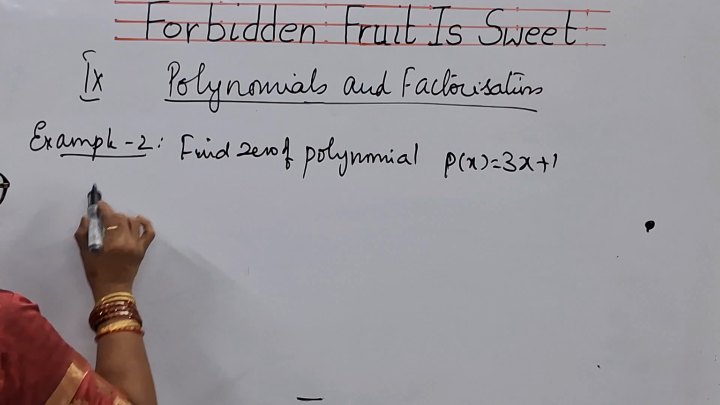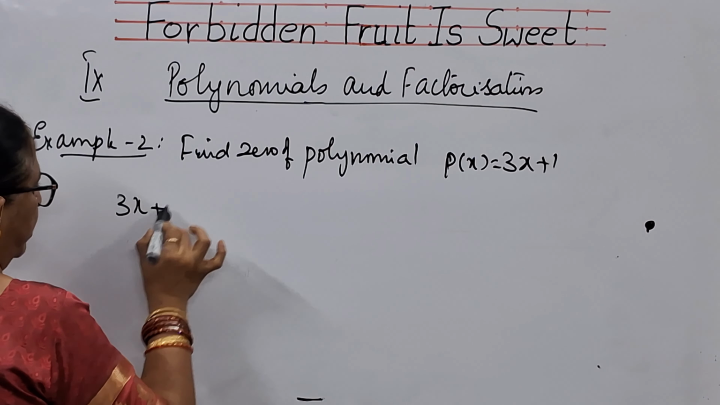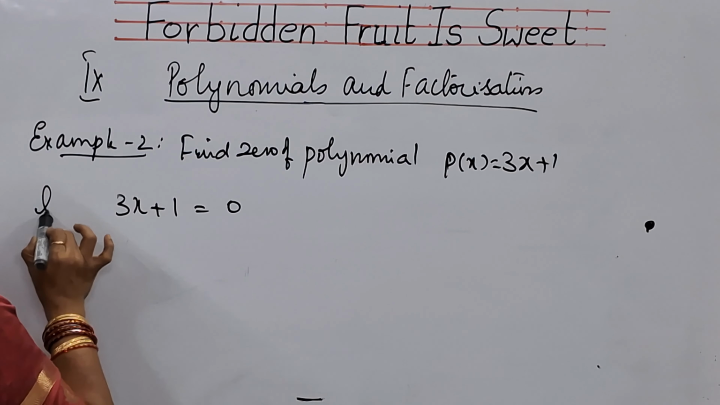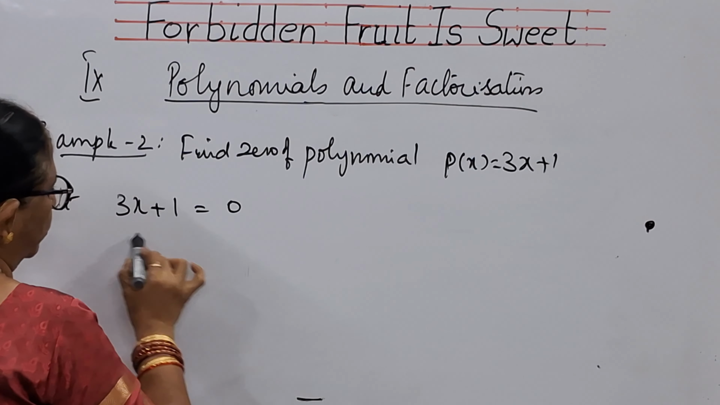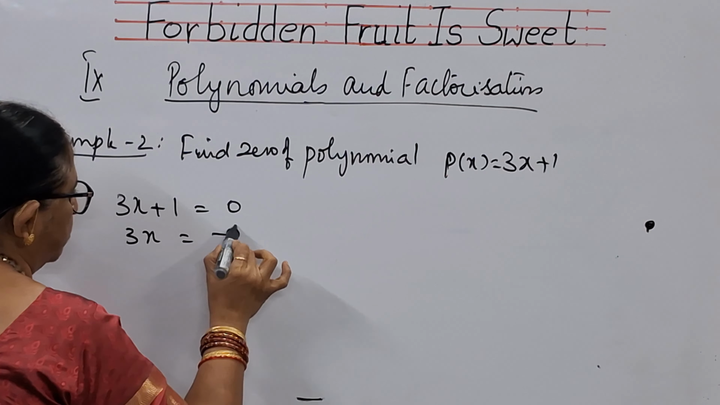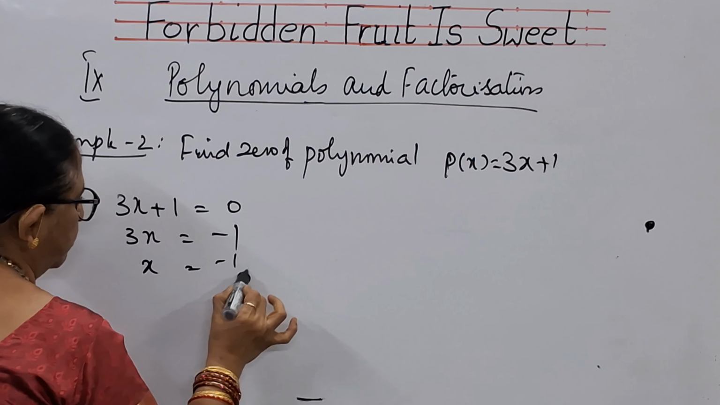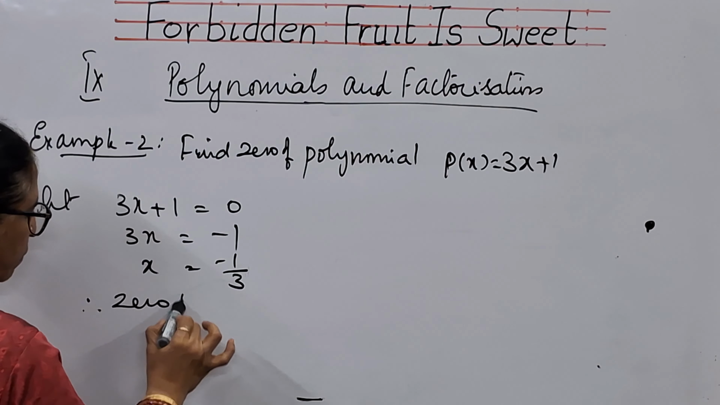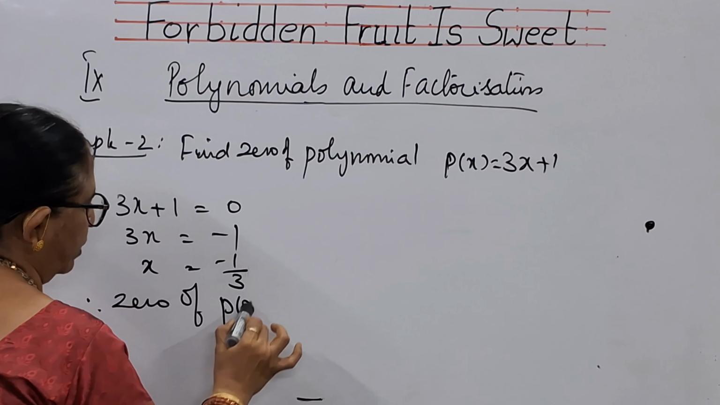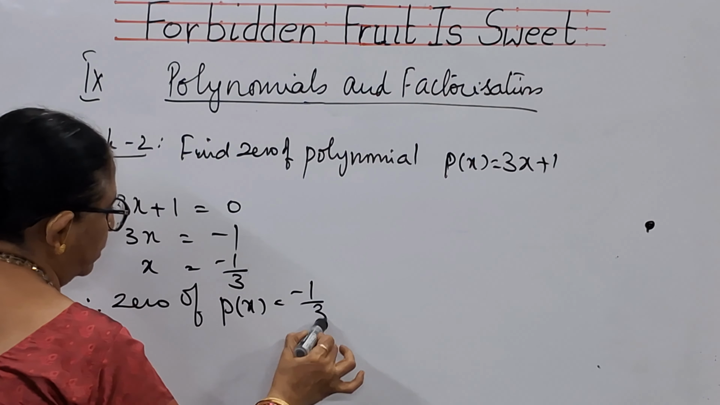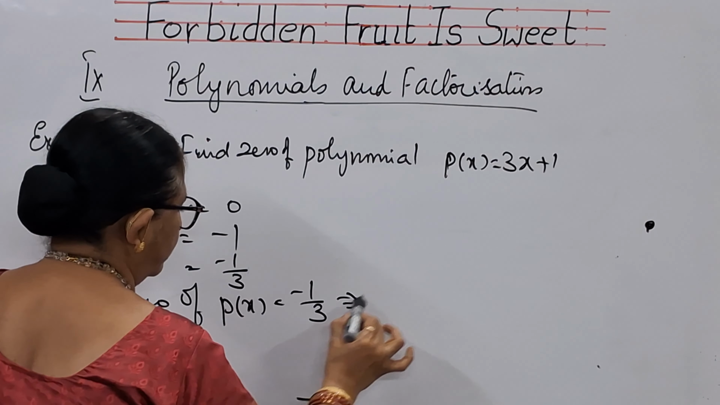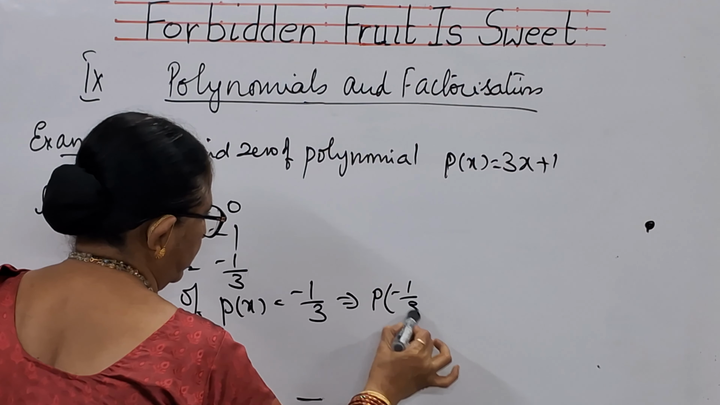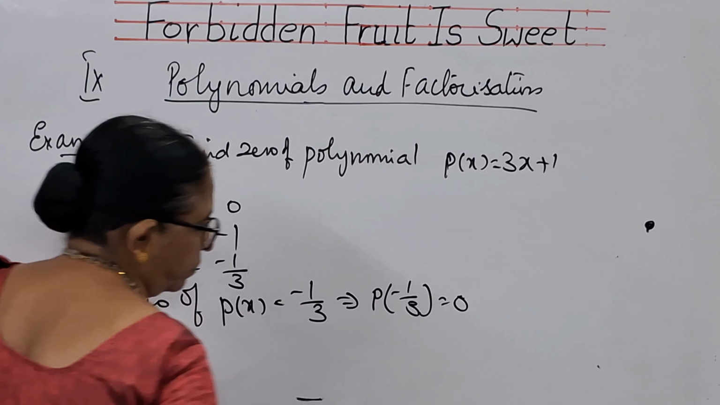So we will say that 3x plus 1 is equal to 0. Let 3x plus 1 is equal to 0. What is 3x? Minus 1. x is equal to minus 1 by 3. Therefore, the zero of p of x is equal to minus 1 by 3. This implies p of minus 1 by 3 is equal to 0.